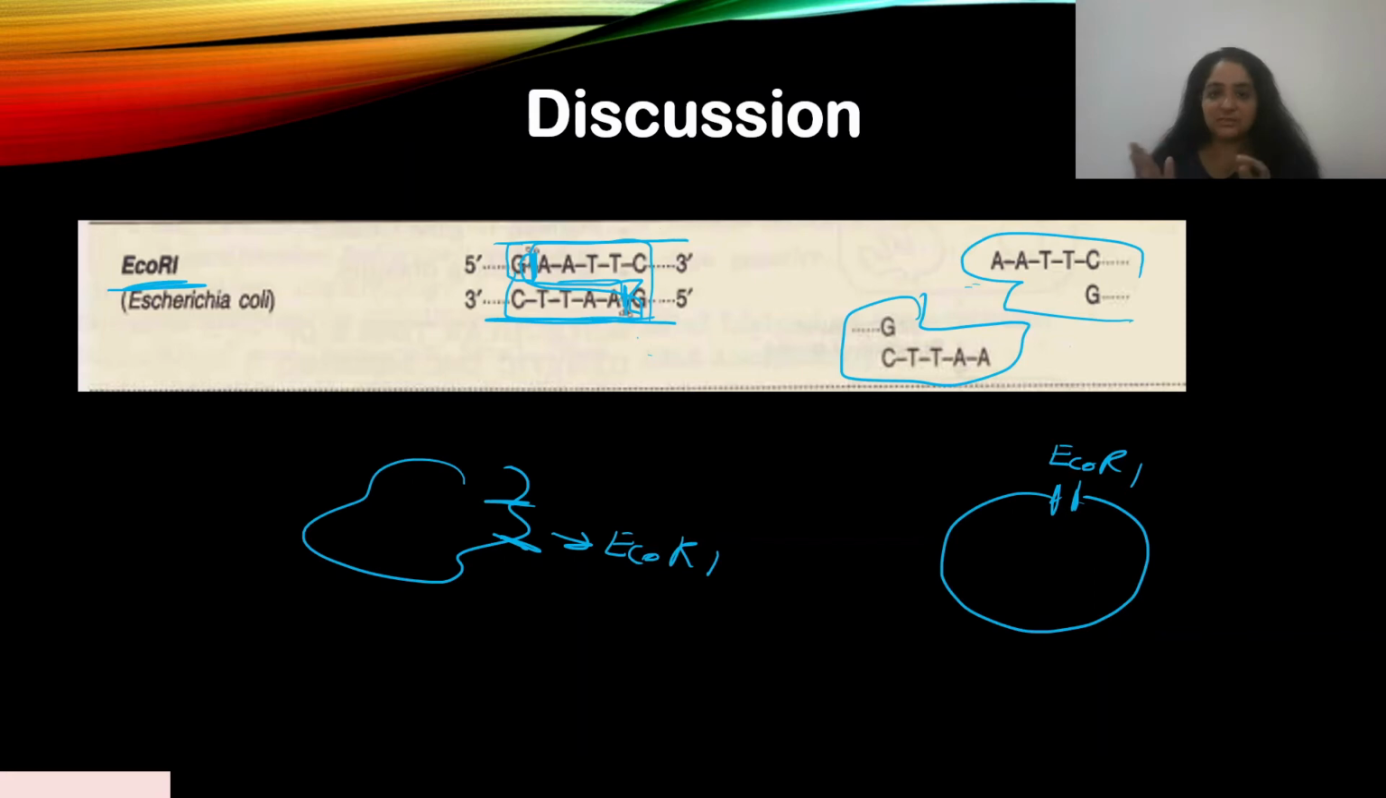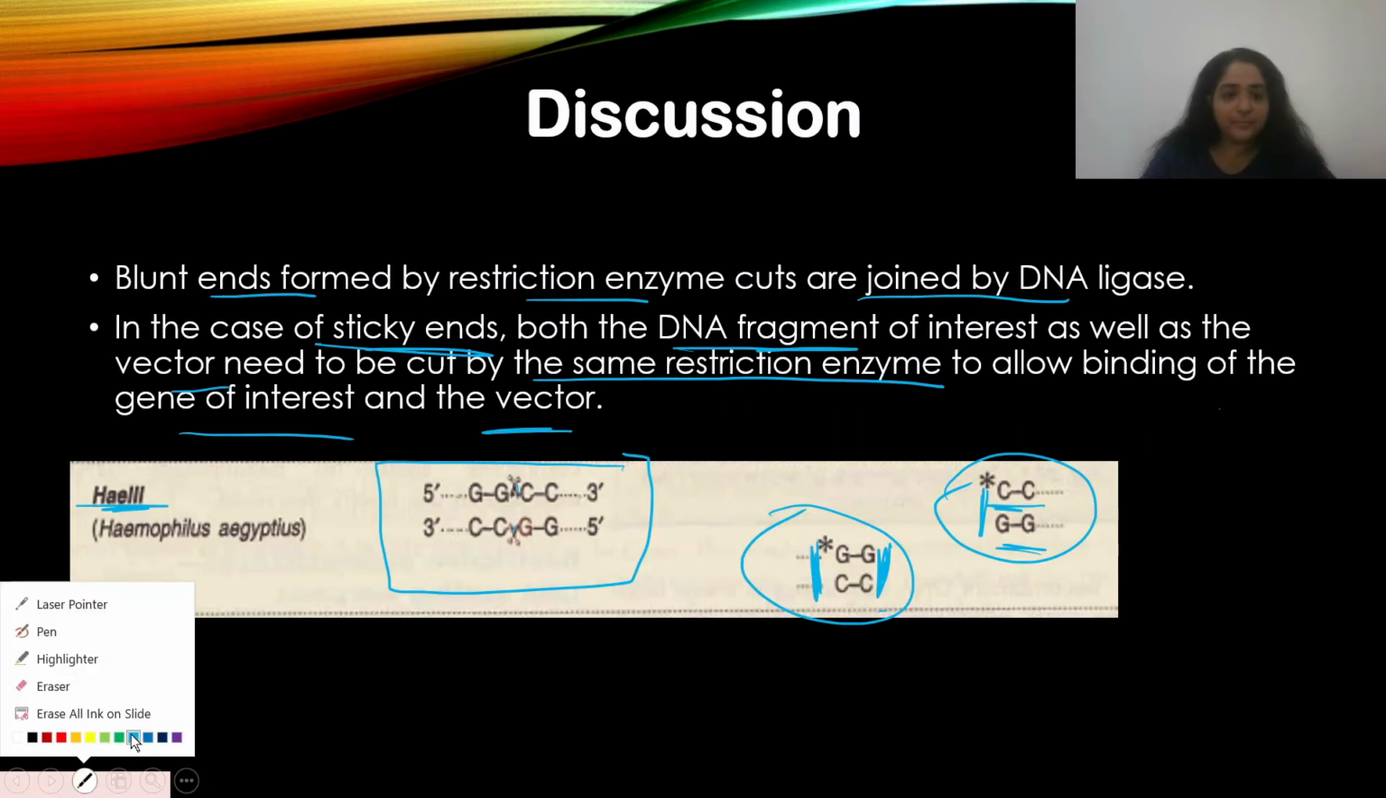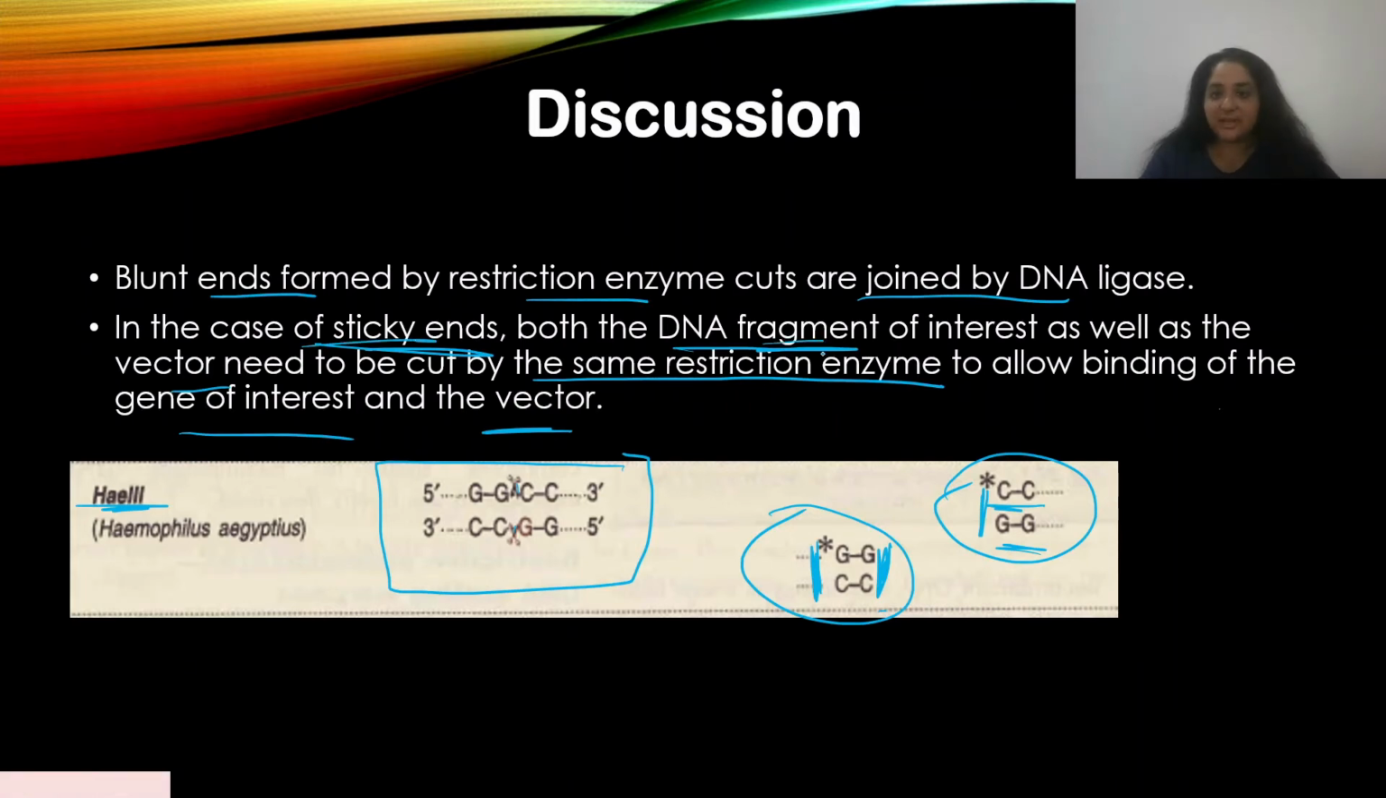Now once those cuts have occurred in the vector DNA as well as the gene of interest, it is easy for them to stick. Then you don't need DNA ligase. You don't need DNA ligase for sticky ends cut by the same restriction endonuclease in both the gene of interest and the vector DNA. So in the case of sticky ends, both the DNA fragment of interest and the vector DNA need to be cut by the same restriction enzyme to allow binding. If that is done, only then the sticky ends will stick. You don't need DNA ligase for that.